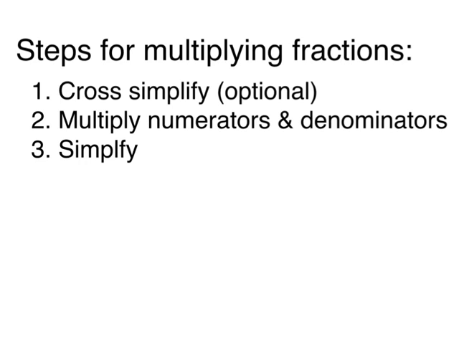To review, the steps for multiplying fractions are: 1. Cross-simplify, which is optional. If you choose not to do this, you will have to do it at the end. Step 2. Multiply the numerators and denominators. And then lastly, simplify your fraction.